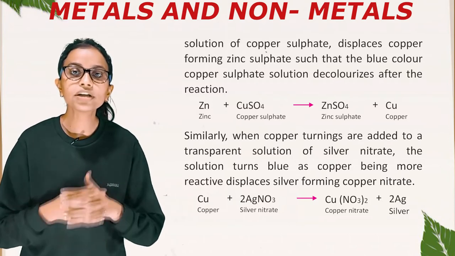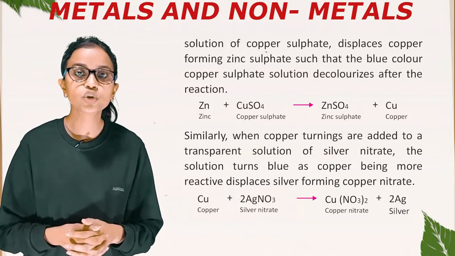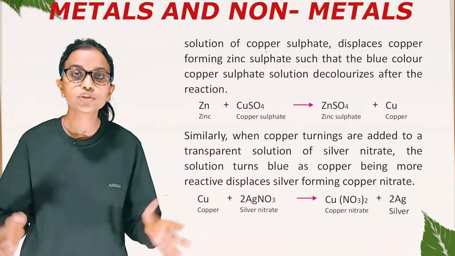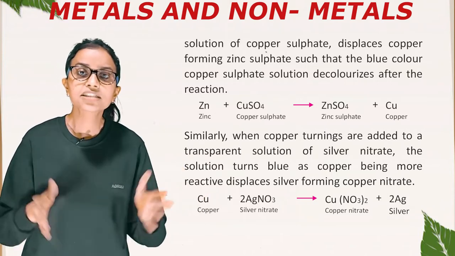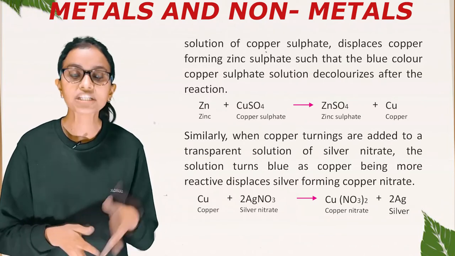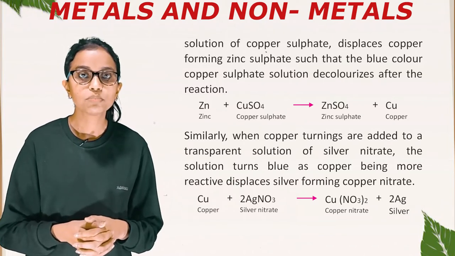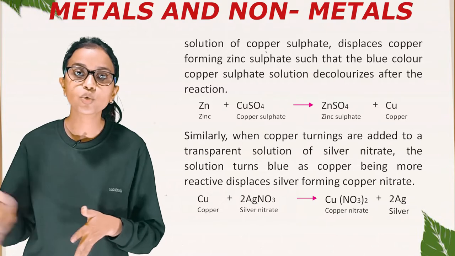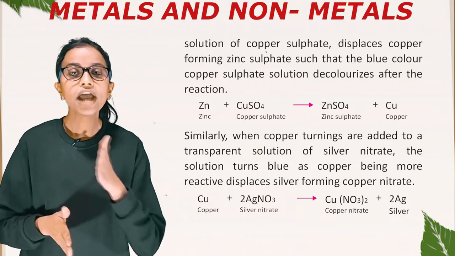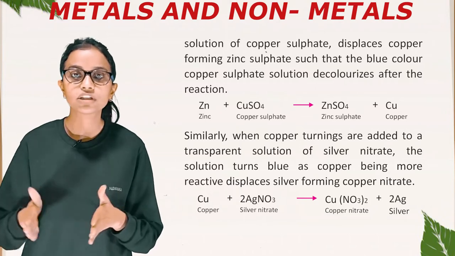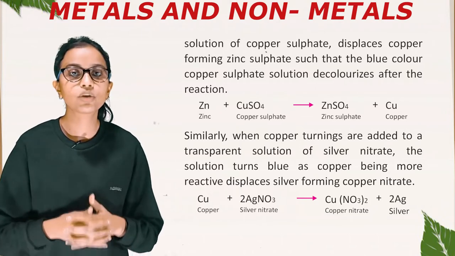Similarly, when copper turnings are added to a transparent solution of silver nitrate, the solution turns blue, as copper, being more reactive, displaces silver forming copper nitrate. Cu (copper) plus 2AgNO3, that is silver nitrate, gives Cu(NO3)2 (copper nitrate) plus 2Ag (silver).